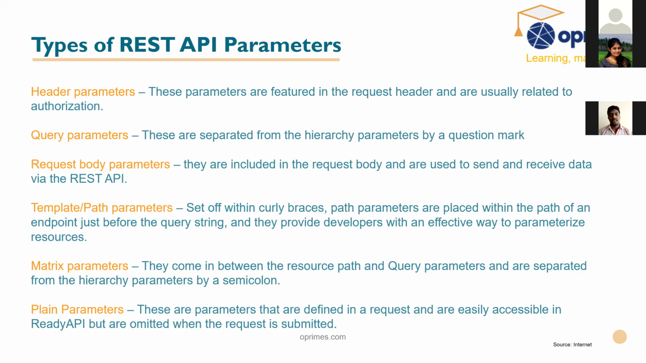So these are all the 6 parameters we have: header parameter, query parameter, request body parameter, template, matrix, and plain parameter. Okay, we'll see one by one. Header parameter, so it carries the information like what is the content type we are expecting.